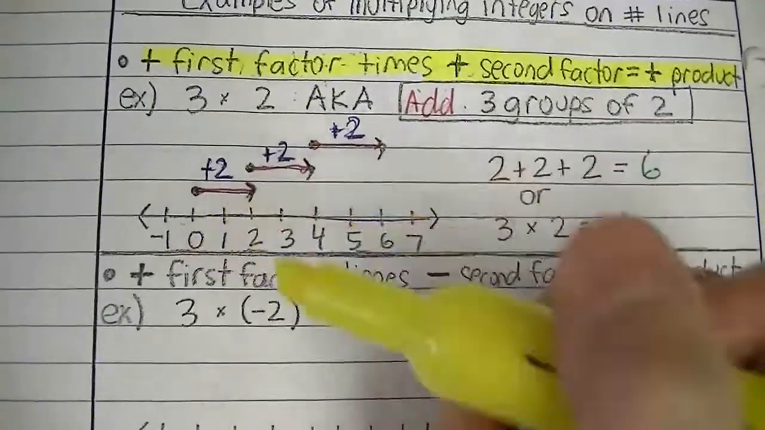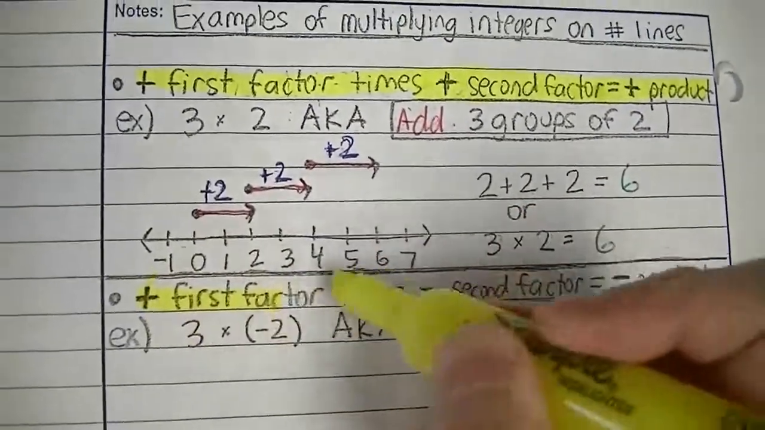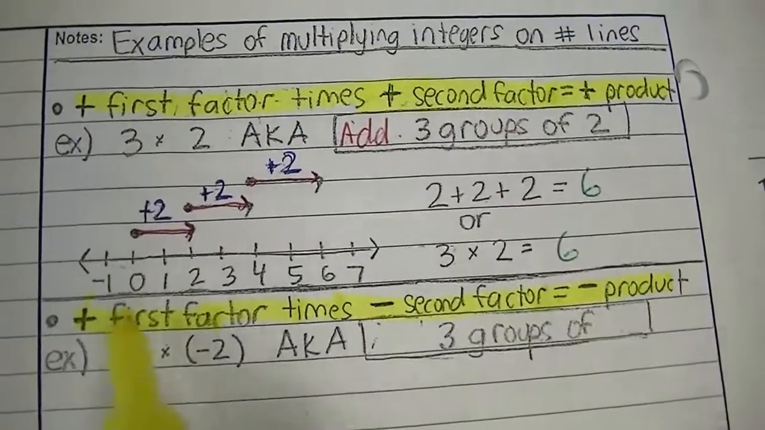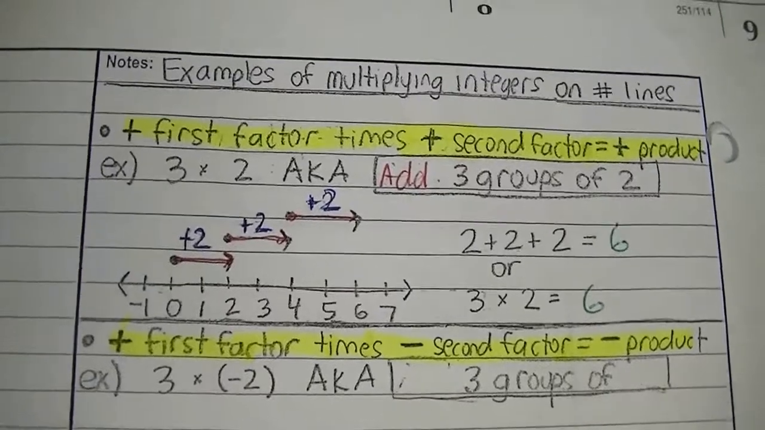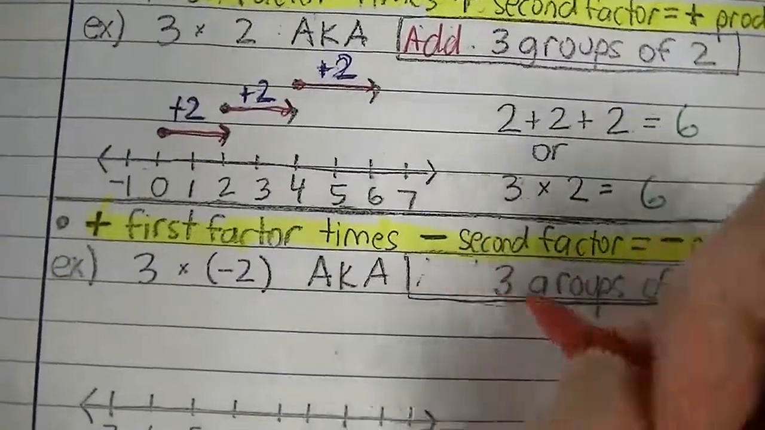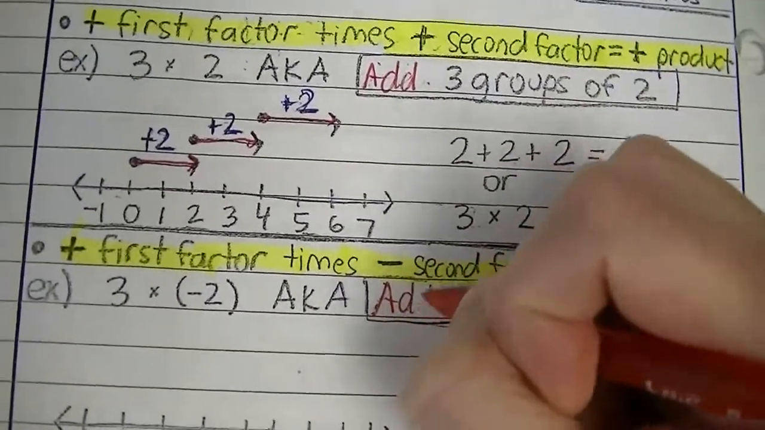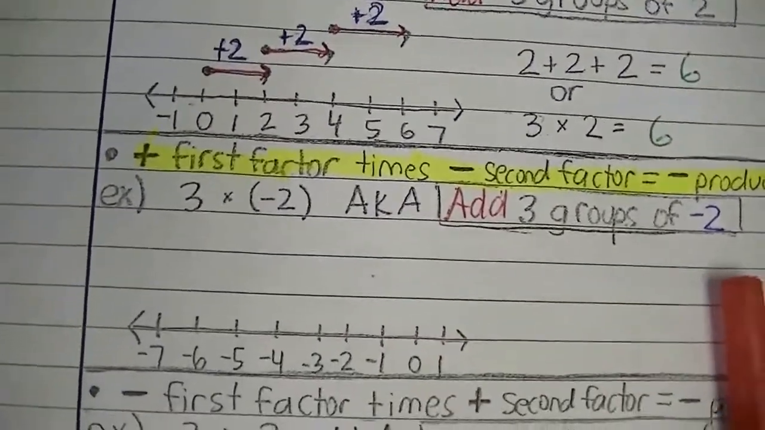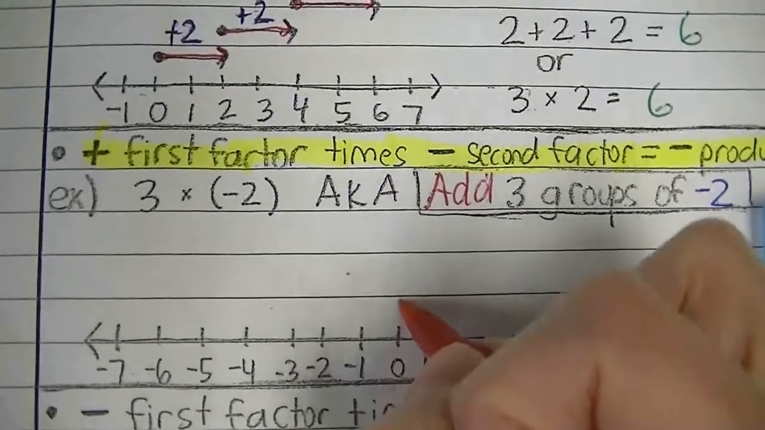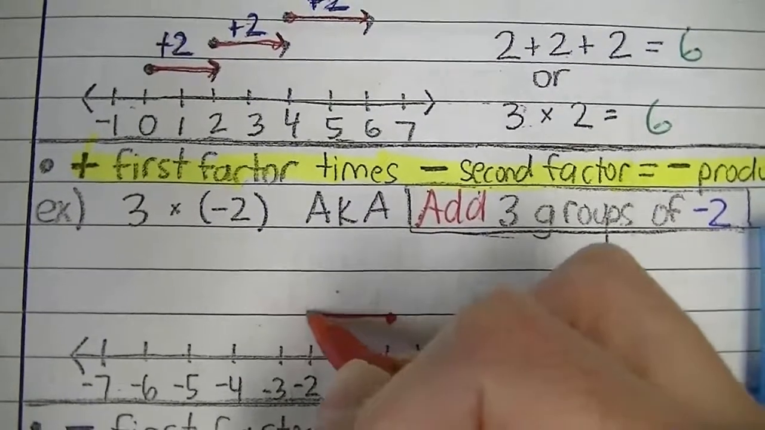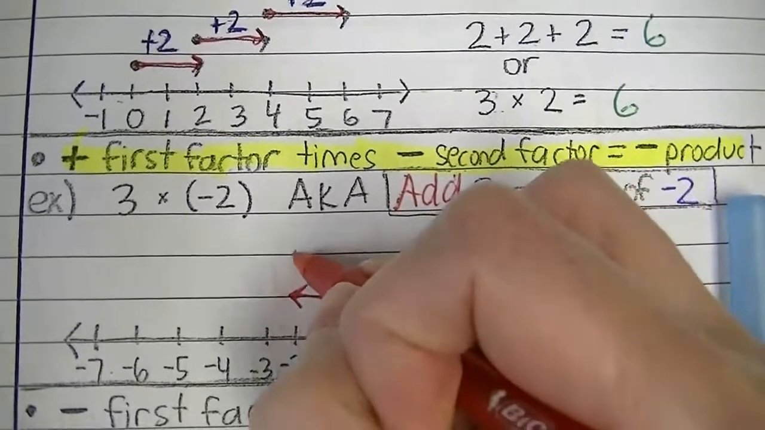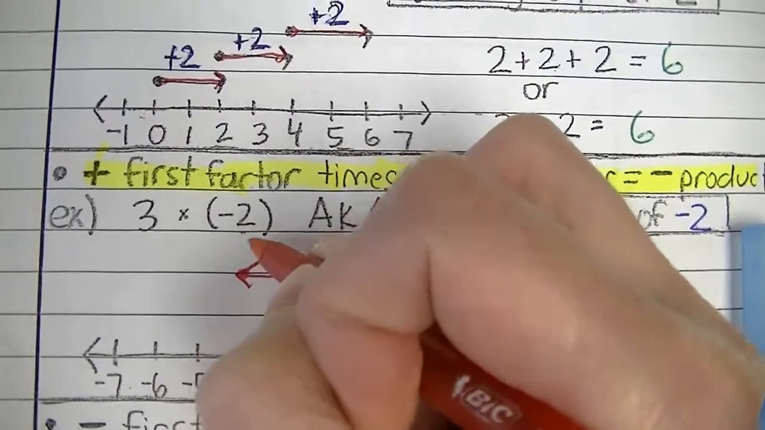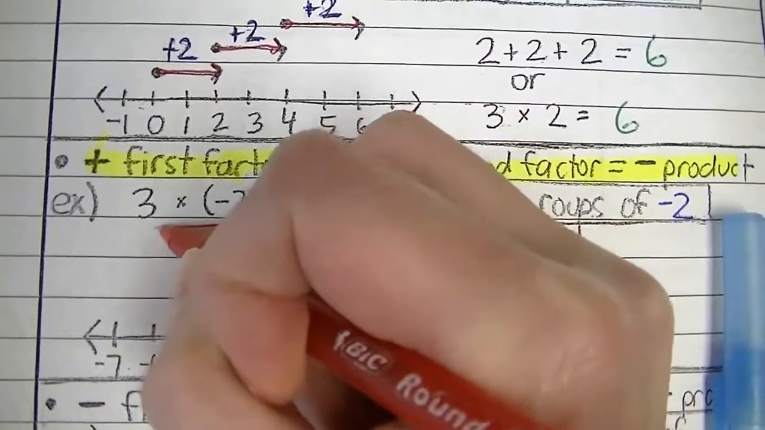Okay, well, what happens if the first factor is positive, but then the second factor is negative? That's going to give you a negative answer. A positive times a negative will give you a negative answer. So right here, you're going to be thinking add 3 groups of negative 2. You have 3 groups of negative 2. So from here, here's one group of negative 2. Here is another group of negative 2. And right here is another group of negative 2.